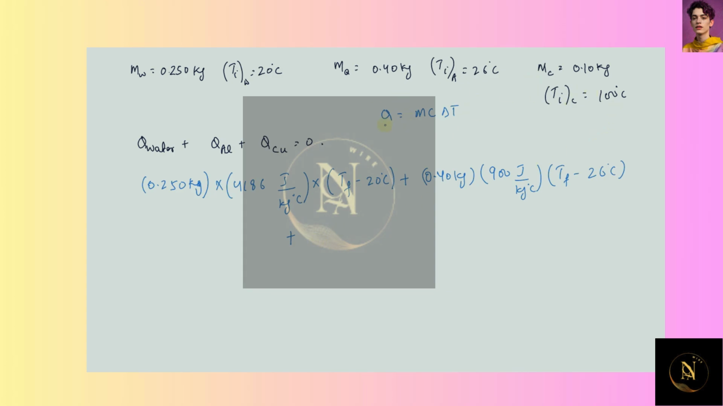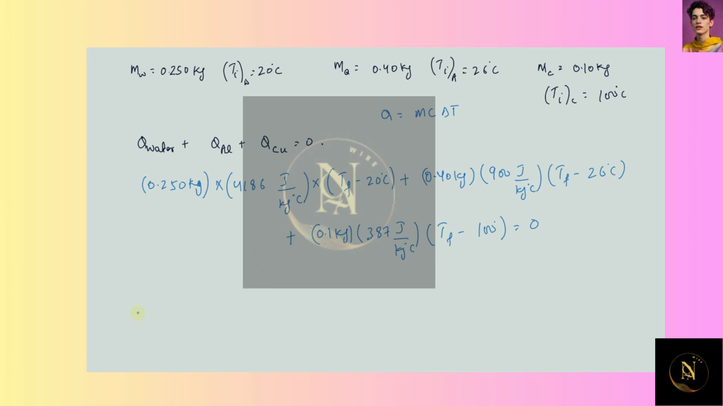now we have to calculate for copper. So its mass is 0.1 kg times its specific heat, which is 387 joule per kg degree Celsius, times delta T, means T final minus T initial for copper, which was 100 degrees Celsius. So it will be equal to 0.